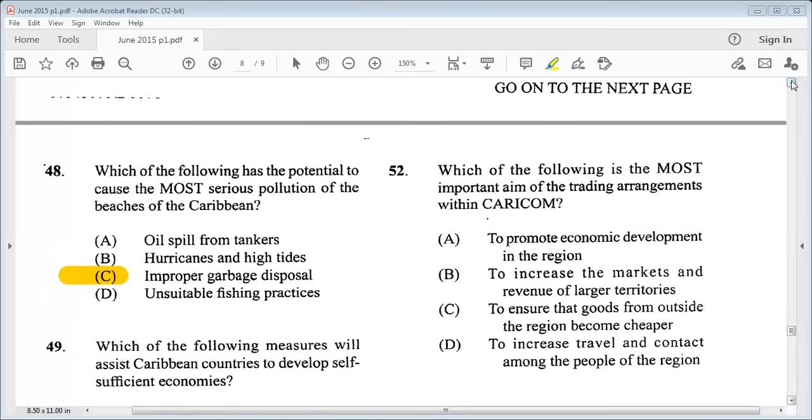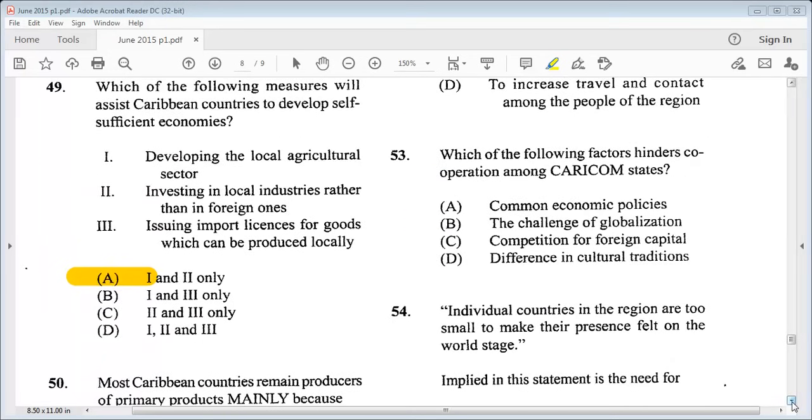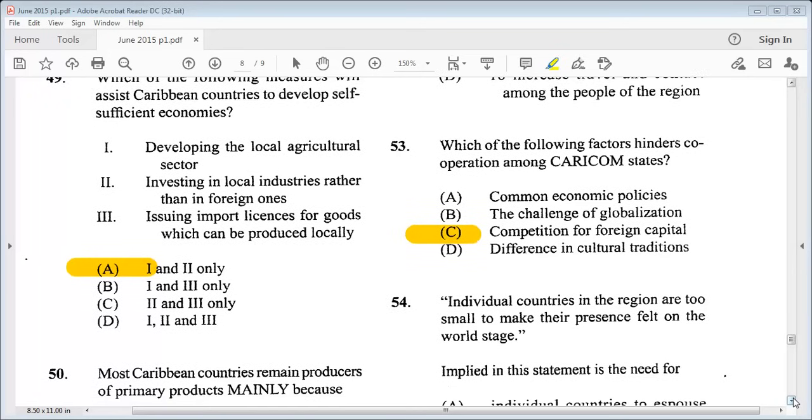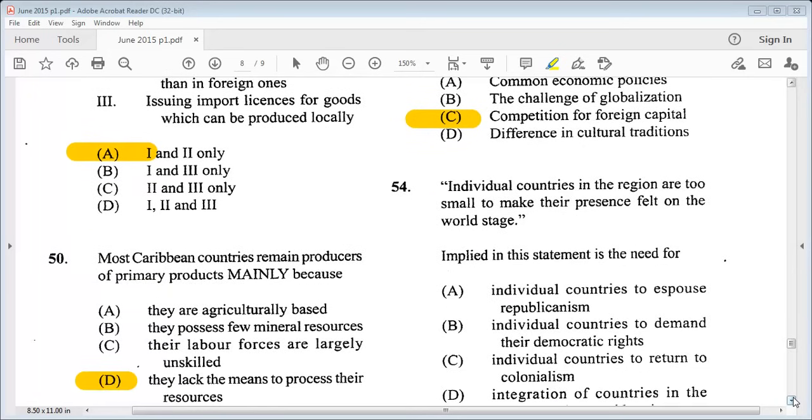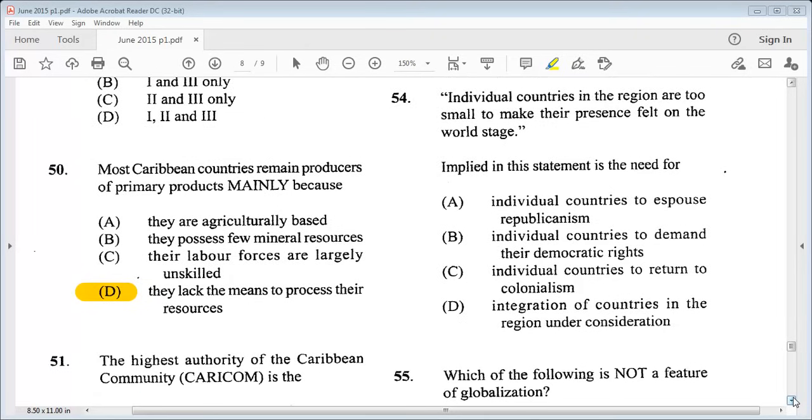52 says, which of the following is the most important aim of the trading arrangements within CARICOM? We know it is A, to promote economic development in the region. Let's go on to 53. It says, which of the following factors hinders cooperation among CARICOM states? So we know it is C, competition for foreign capital. 54 says, individual countries in the region are too small to make their presence felt on the world stage. Implied in the statement is the need for, we know it is D, integration of countries and the region under consideration.